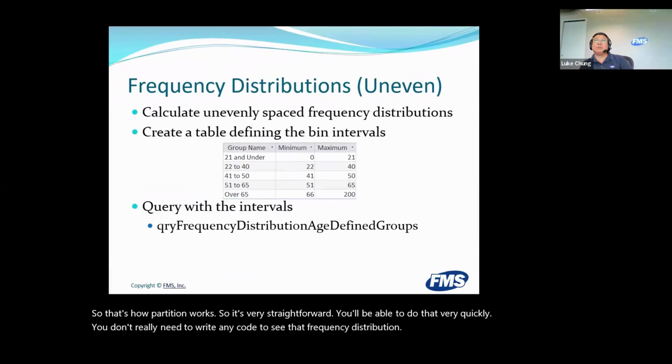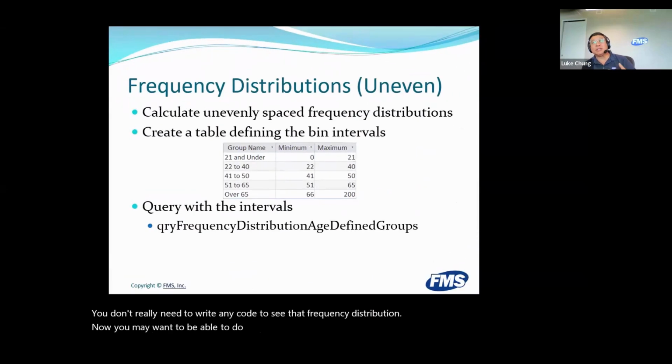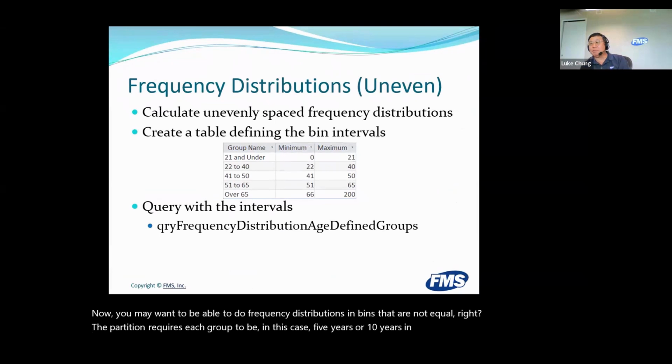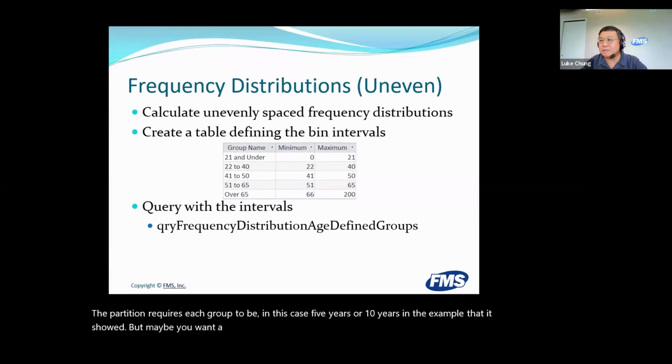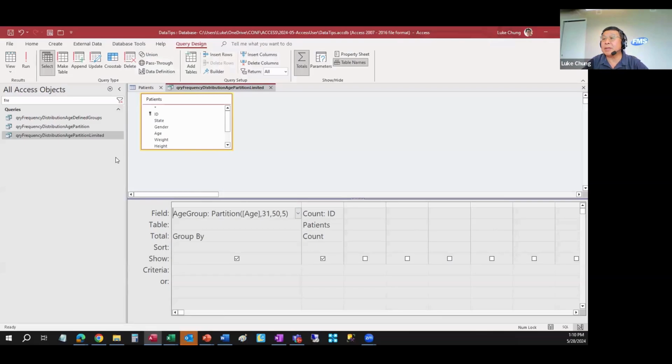Now, you may want to be able to do frequency distributions in bins that are not equal. If the partition requires each group to be, in this case, 5 years or 10 years in the example that I showed. But maybe you want a different grouping. You want to have it set up. You can define it and also have a different value associated with that. And we can show it this way.